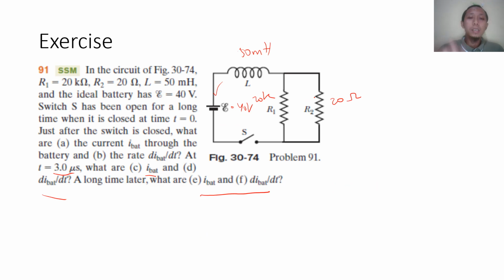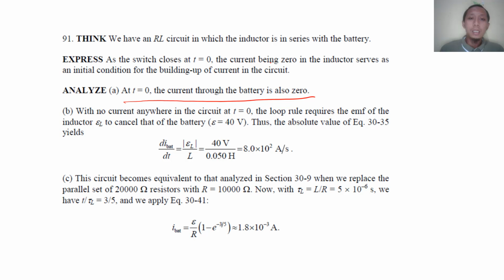requires that the EMF of the inductor be cancelled by the battery. Because at t equal to 0 the switch is on, the EMF will be created in the inductor, so it will cancel the battery voltage. So E_L is equal to 40 volts. So dI_bat/dt is equal to E_L per L, so it's equal to 40 per 0.05 henry, so 8 multiplied by 10^2 ampere per second.